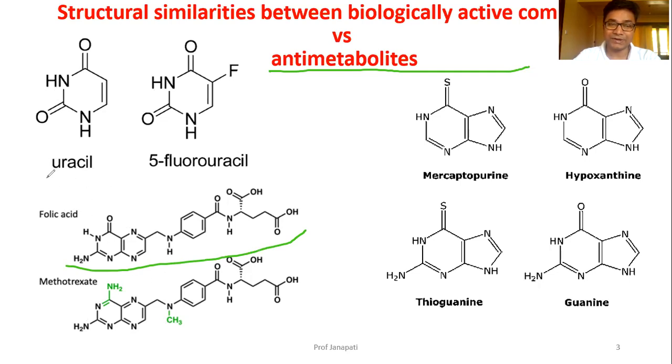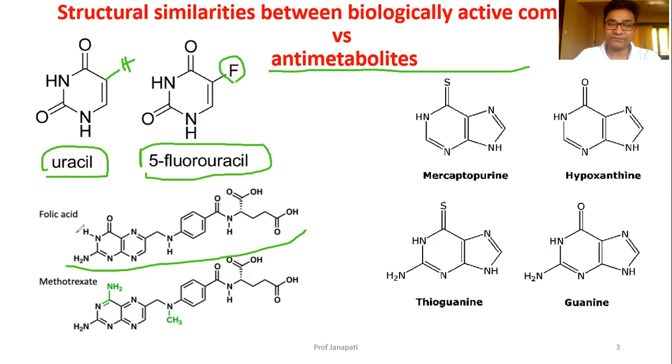For example, uracil is a natural metabolite. Now, the drug here is 5-fluorouracil. Here there is actually hydrogen, and that hydrogen has been replaced by fluorine. That is the only dissimilarity between these. Remaining everything is similar.